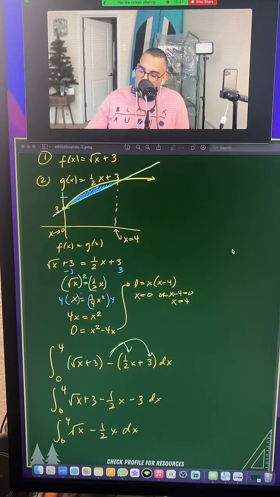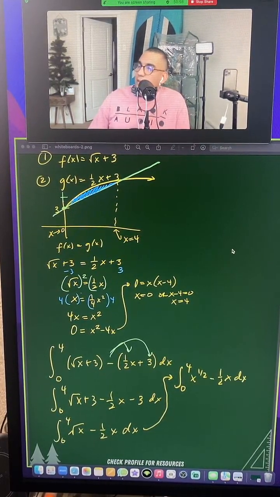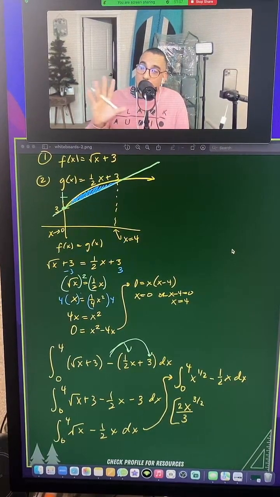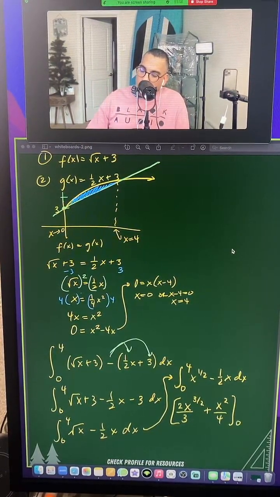Let me move this a little bit here. If I'm going to take this integral, because I have a radical, it's going to be x to the 1/2 minus 1/2 x dx. And I'm going to implement that power rule. So x to the 3/2, and then a 2 on the top and a 3 on the bottom. That's the tricky part. Give me a thumbs up if you understood that one, or at least let me know if you're confused. Plus x squared over 4 from 0 to 4.